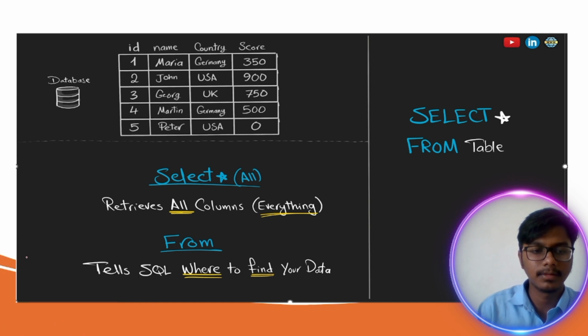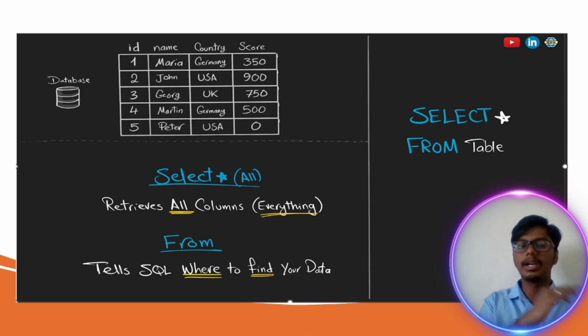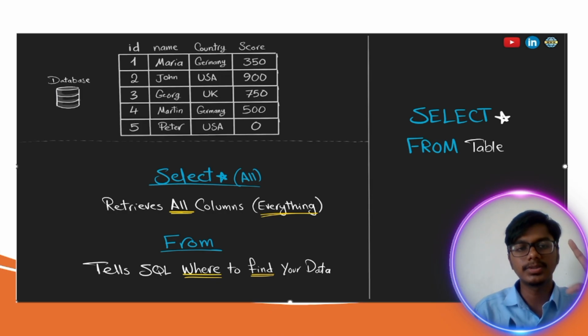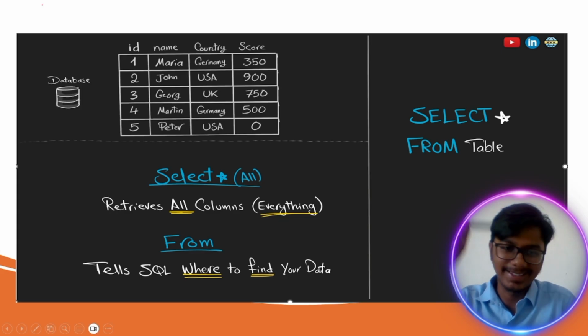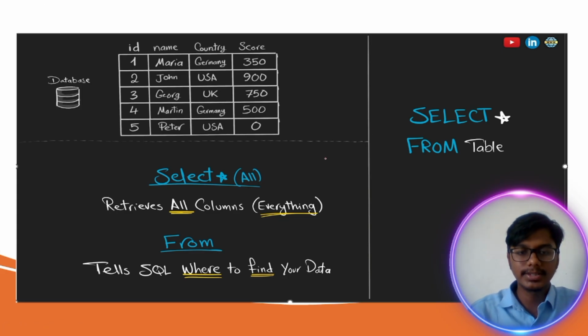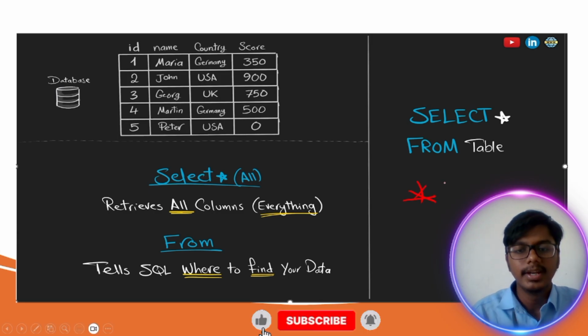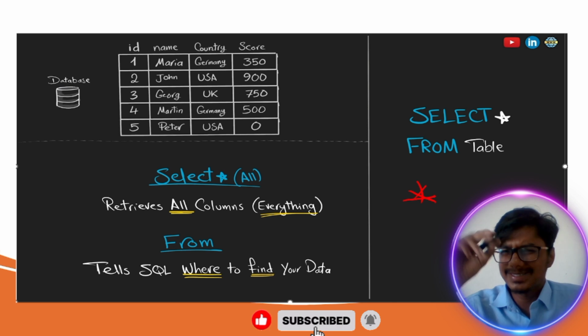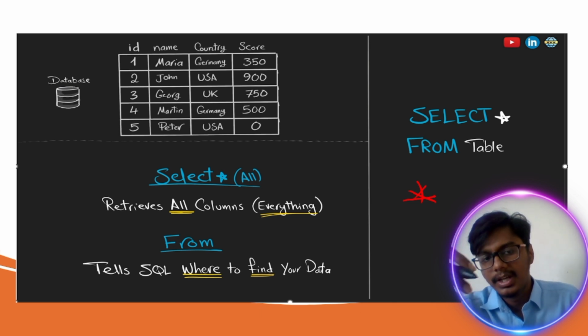Imagine there is a table in the database, and don't worry about the relational model. Later we will talk about the relational model in detail. Now in the database there are 5 rows, and they contain 4 columns called ID, name, country, score. So the first command we want to learn in SQL is select star. What is the star? It retrieves all the columns, everything from the table.